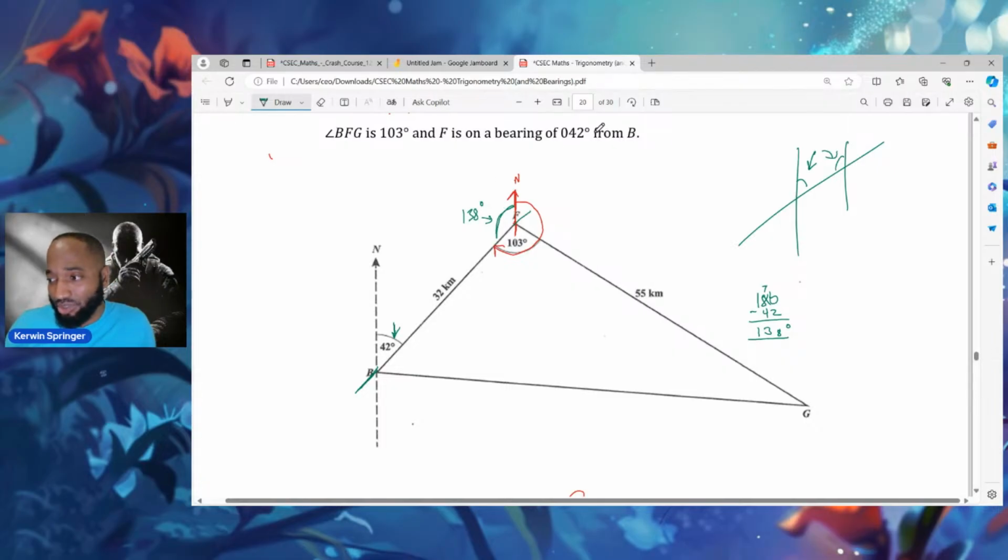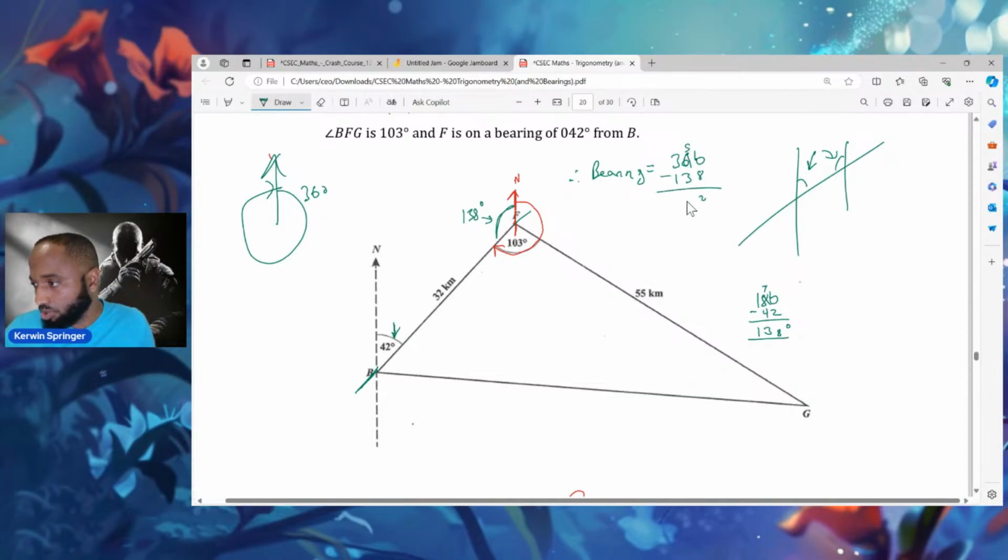That is the answer? No. What's the answer? Well, the whole circle here is 360 degrees. And I know the missing part is 138 degrees, so I want to find the bearing. So the bearing has to be 360 minus the 138, which is 222 degrees. So that's your bearing there.